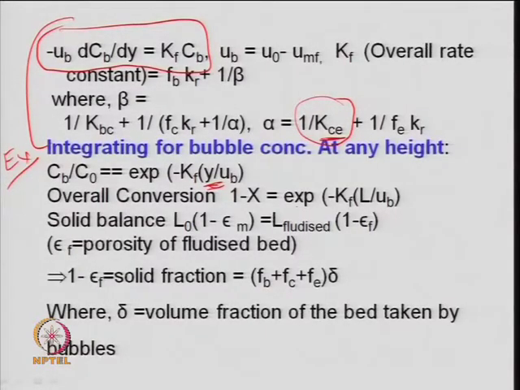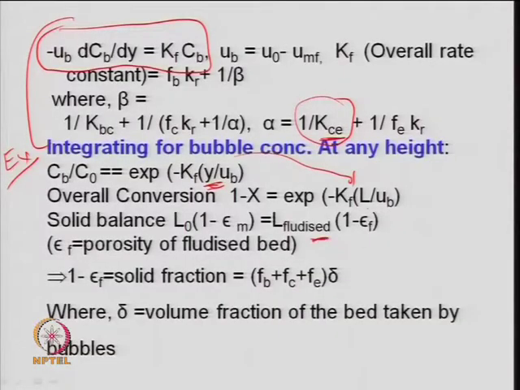So, one can find out the overall conversion, as I said, Ca is equal to Ca naught (1 minus x). So, 1 minus x is equal to exponent of minus Kf L upon Ub. So, y is now defined by L, where L is the height of the fluidized bed, and there is always a material balance. Either you write in terms of initial height times 1 minus epsilon m, where epsilon m is the packed bed void fraction. So, this L 0 into 1 minus epsilon m is representing the fraction of the solid in the bed.